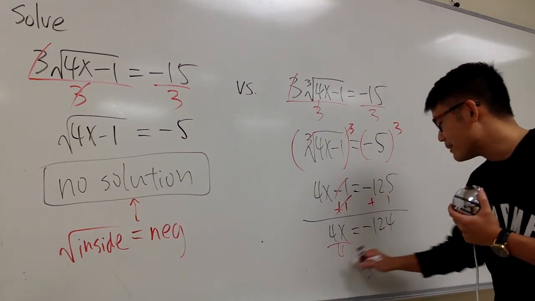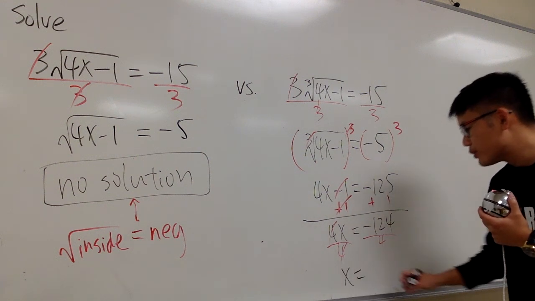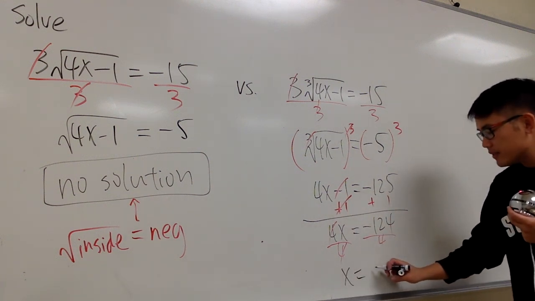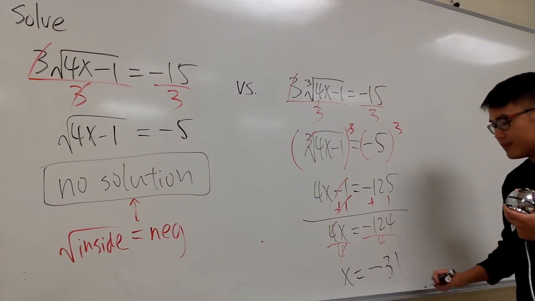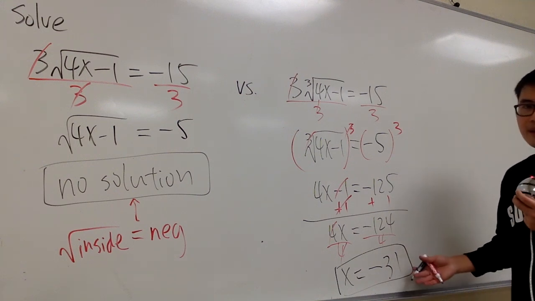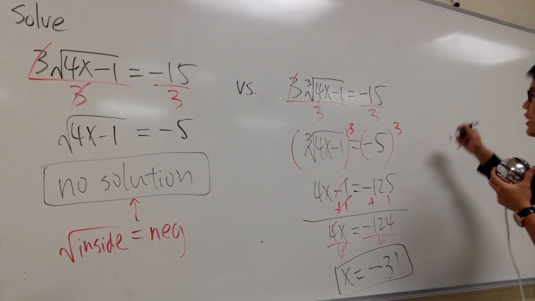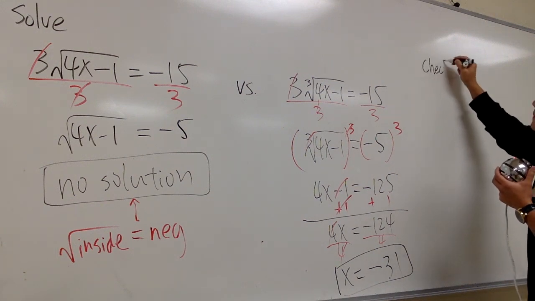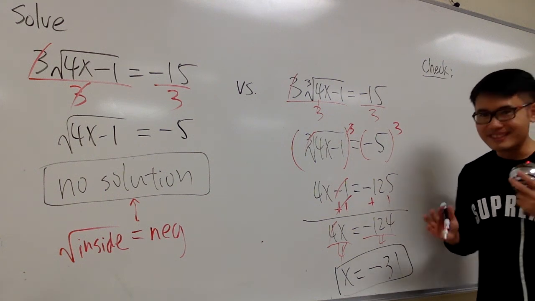And then we divide both sides by 4. So that cancels. x is equal to negative divided by positive, so we have negative 124 over 4, we have 31. The answer to this is x is equal to negative 31. And I'll show you that this is actually correct. Let's do a quick check. So here is the check. Even though I don't have to do the check, I just want to convince you guys this is correct.